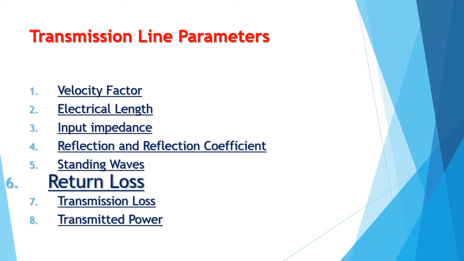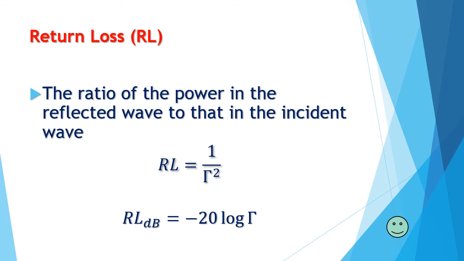Next, let's take a look at return loss. Return loss is the ratio of the power in the reflected wave to that in the incident wave. So by formula, we have 1 divided by our reflection coefficient squared. We can also express return loss in decibels. So we have RL sub dB equals -20 log of our reflection coefficient. Notice that we have a negative sign when expressing it in decibel. This is because it is a power loss, not a power gain.